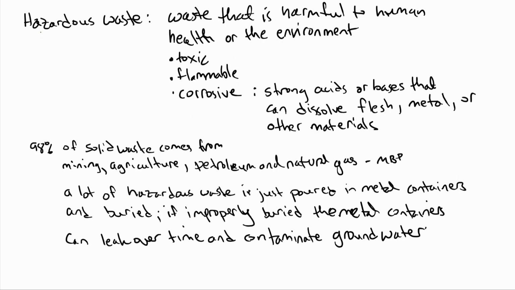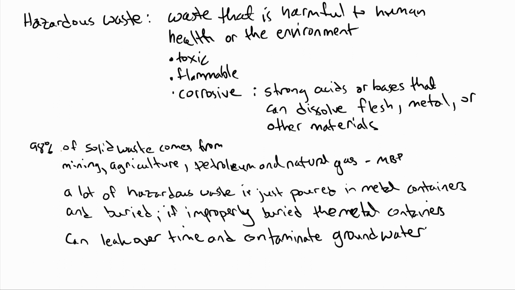Okay, so now we need to define another term, hazardous waste. So that's waste that is harmful to human health or the environment. It can be toxic, it can be flammable, and it could be corrosive. So corrosives are generally defined as strong acids or strong bases. Remember, we talked about pH. So with a strong acid, we have something with a low pH, and with a strong base, we have a high pH. And so corrosives are these strong acids and bases that can dissolve flesh, metal, or other materials. So that's hazardous waste, toxic, flammable, corrosive stuff.